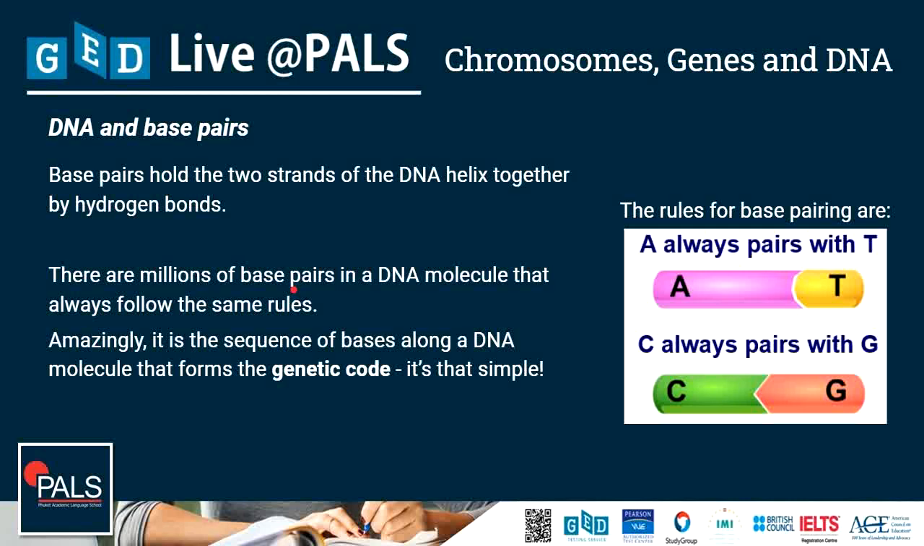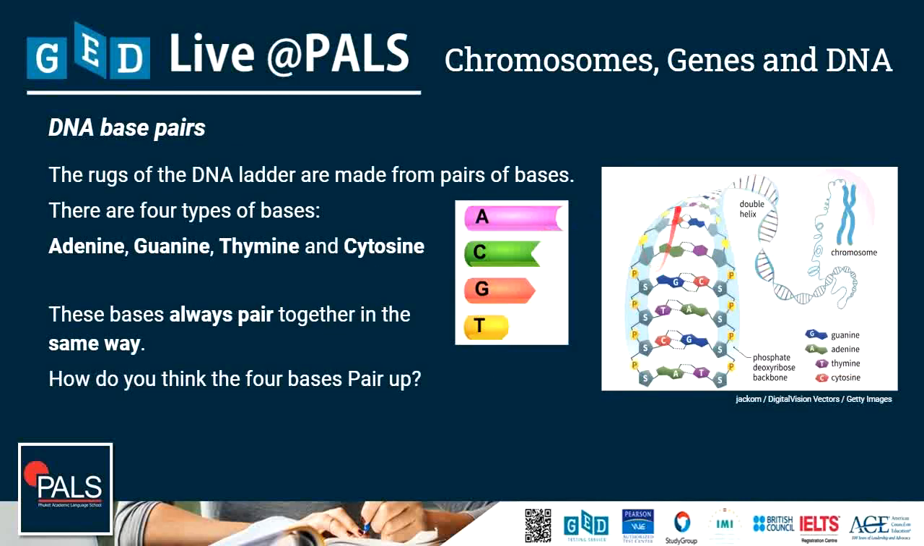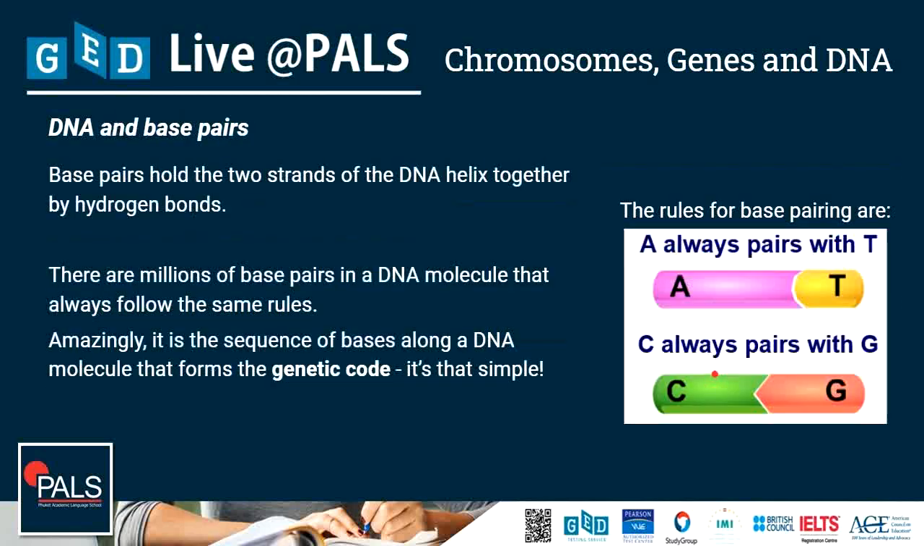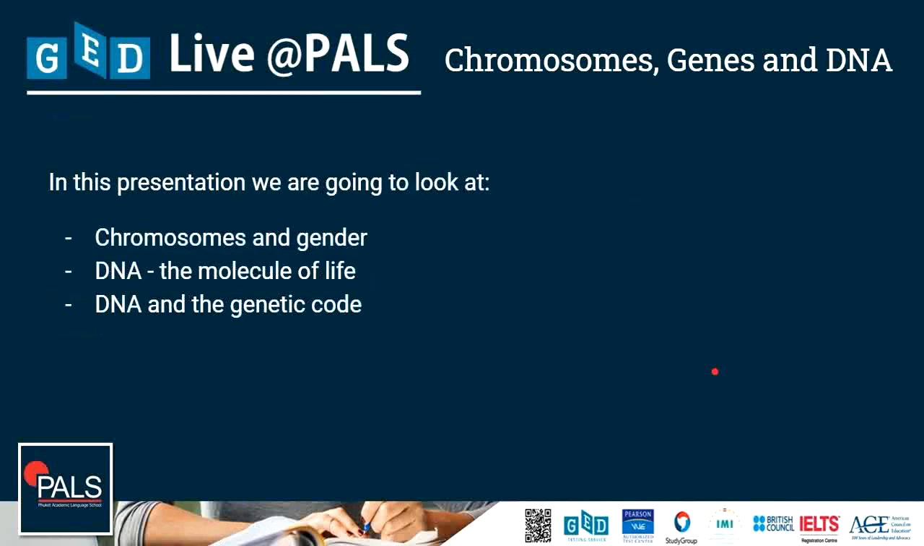It's that simple. It's about what comes after one base and the next, and so on. So here we could have the sequence of the genetic code being C, A, G, T. This is how the genetic code works, and we will explore that in the next part of our presentation, DNA and the genetic code.